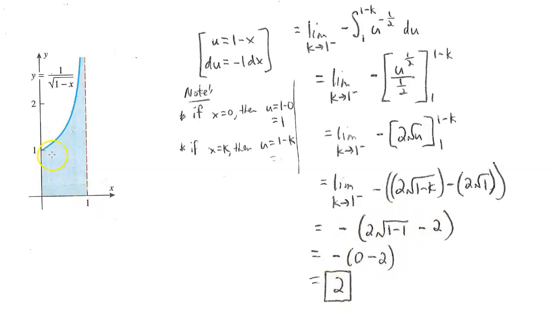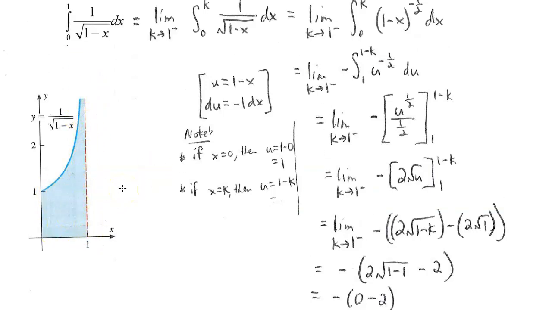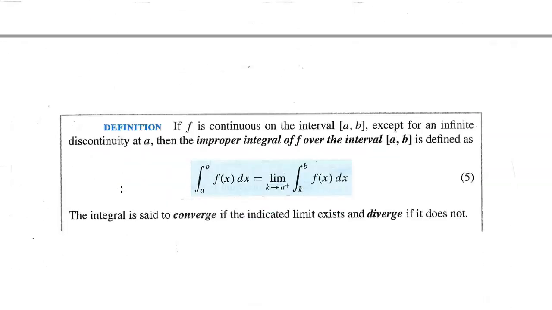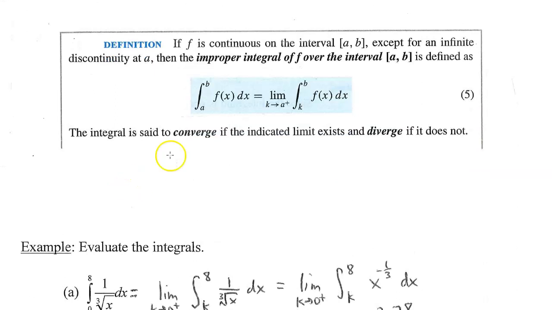is positive 2. So actually, we had a pretty good guess here. So this was 1 square unit. It turns out all this part up here ends up being 1 more square unit. So this whole area is 2 square units. Okay, so this integral converged. It converges, and we say it converges to 2, or the value of the integral is 2.